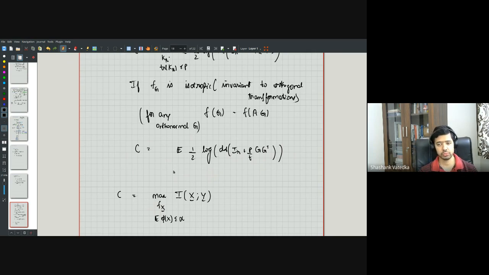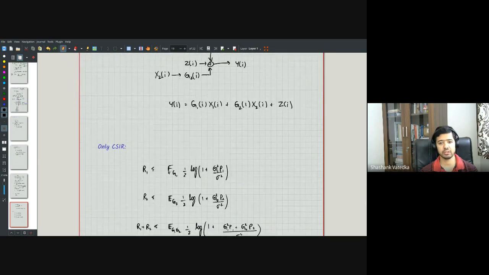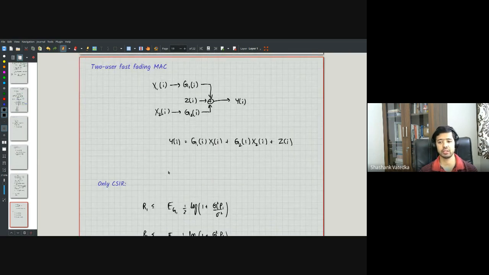All right, so these were for point-to-point channels, but they can almost easily be extended to multiple access channels as well as broadcast channels, because we've already studied the general theory of multiple access channels and degraded broadcast channels. So it's just a matter of adapting the results for fading channels. If it's a fast fading channel, then the channel is going to be memoryless. So it's just a matter of evaluating what these mutual informations are.